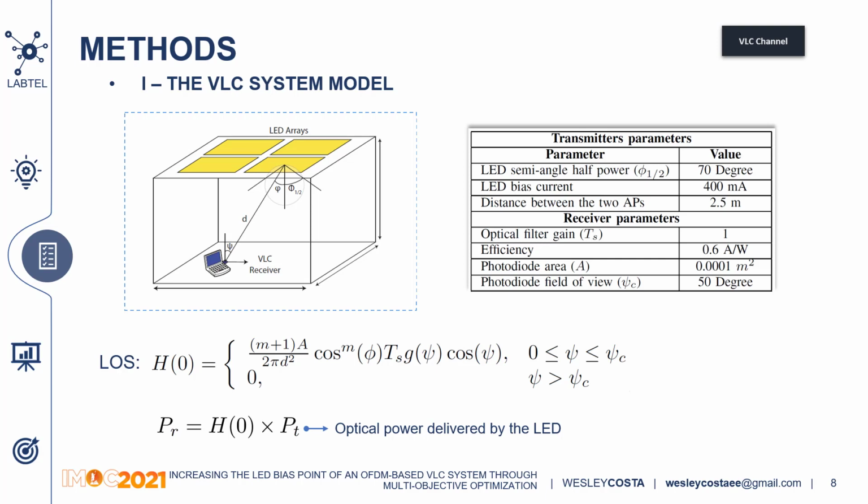In this case, as I've already said, we consider only the line of sight path. So we just consider the DC gain, in this case h of 0. The parameters used in this work are shown in this table.